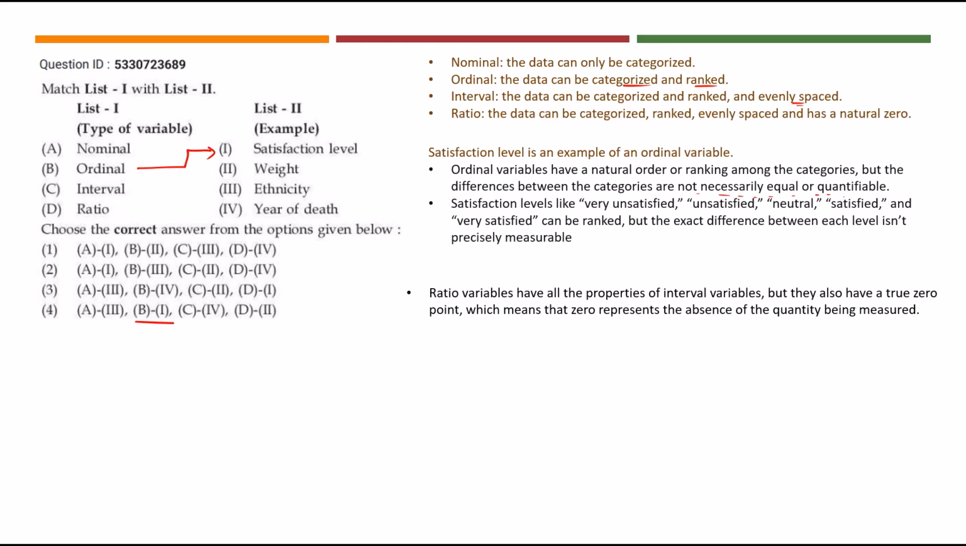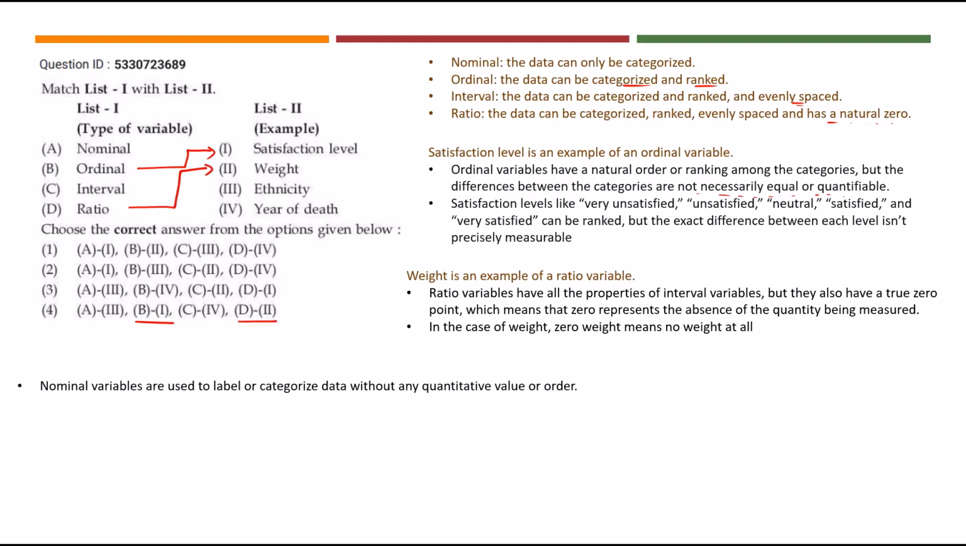Next we will move on to ratio variables. Ratio variables have all the properties of interval variables, but they also have a true zero point. So they are mentioned here as natural zero, which means that 0 represents the absence of the quantity being measured. In case of weight, 0 weight means no weight at all. So from this we can understand that weight is an example of ratio variable. D will be mapping to 2. What about the next one?